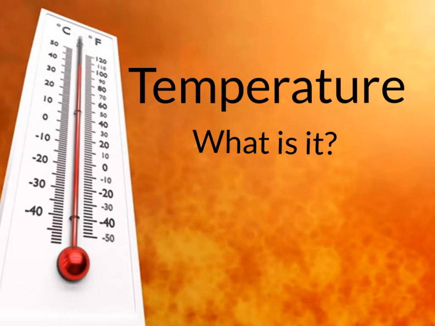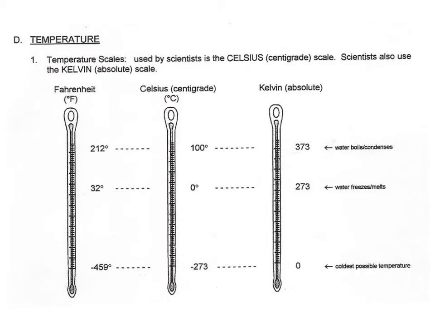We're going to talk about temperature. First, we're going to talk about the measurements that we use, and then we're going to find out what it measures. When measuring temperature, there are three common scales that are used. They are the Fahrenheit scale, the Celsius, also known as centigrade scale, and the Kelvin scale.